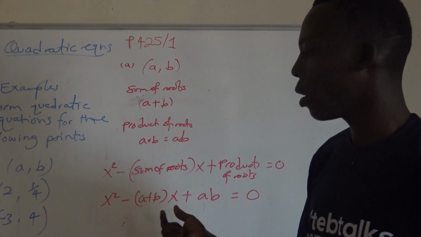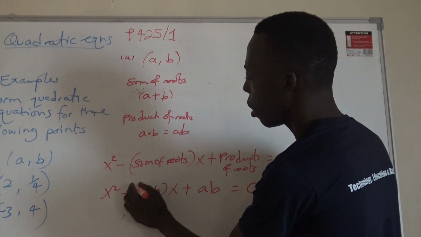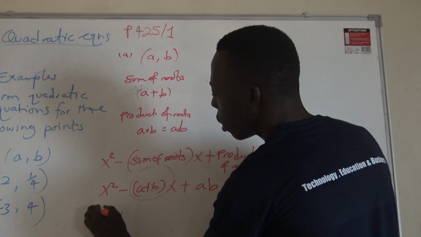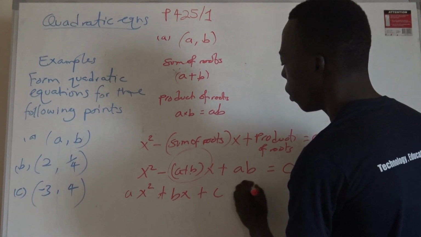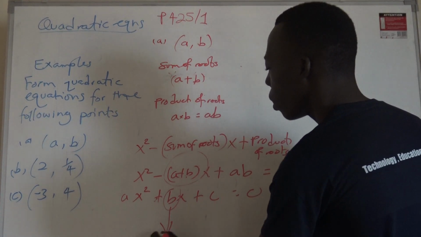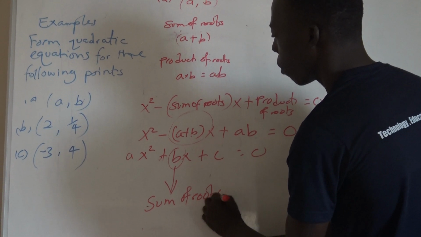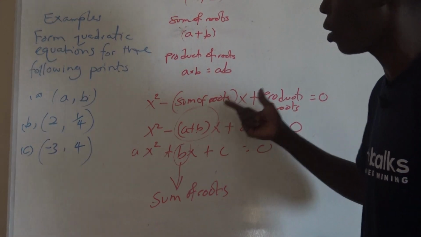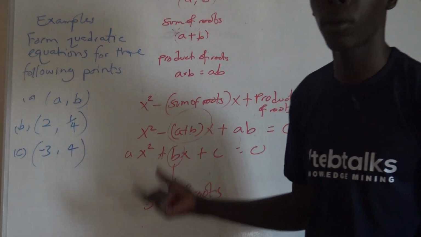Now this one means that the number which is in the middle here, where there is a B, because this is in the form of a x squared plus bx plus c equals 0. Now the number which is in the middle, which is b, this is what we call the sum of roots. When they give you any equation in quadratic form, the number which is in the middle, which is b, is called the sum of roots.